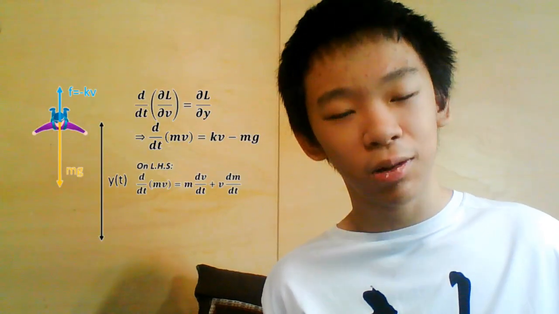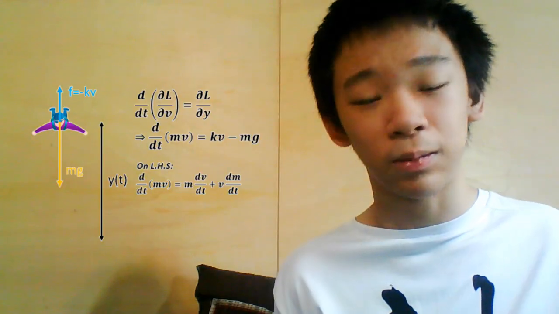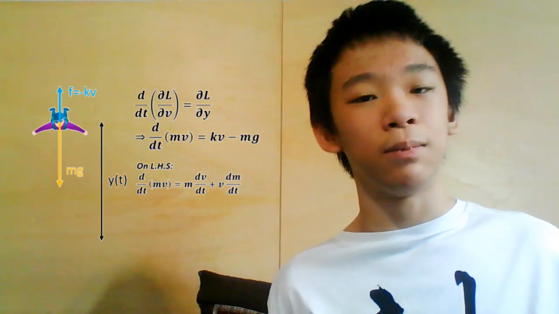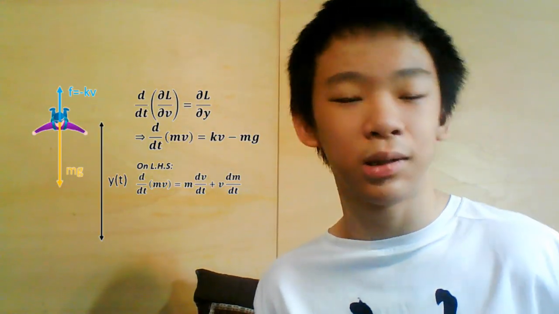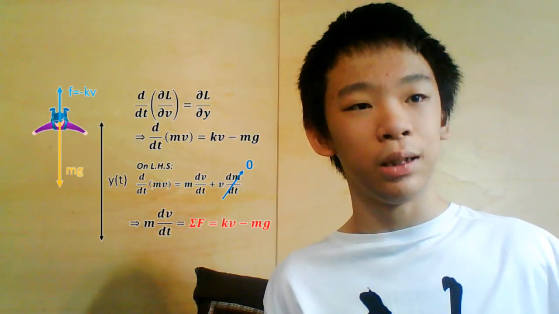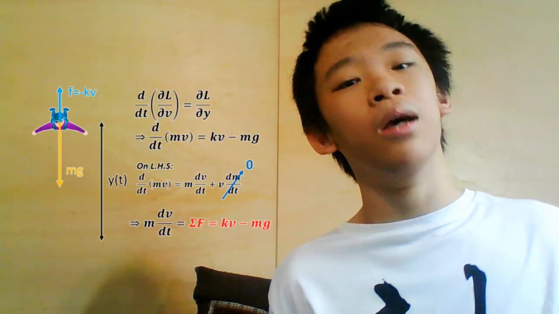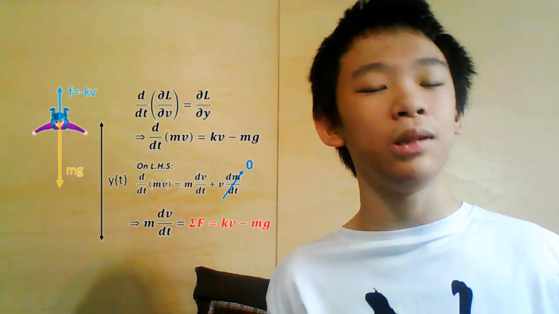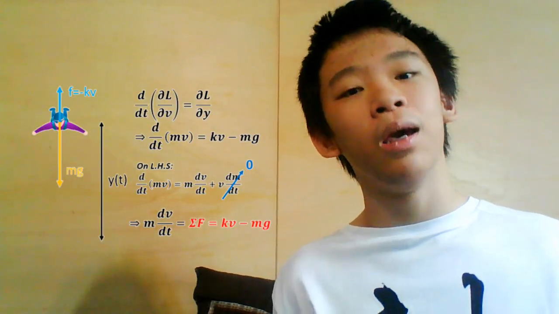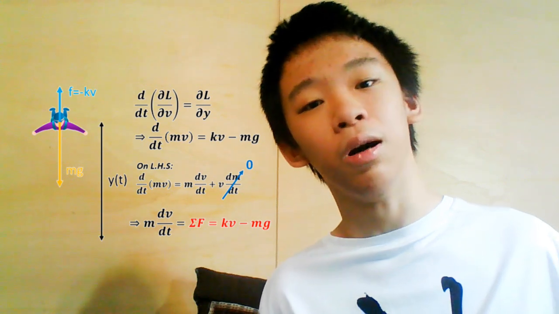Using the product rule, the time derivative of mass times velocity is the mass times the rate of change of velocity plus velocity times the rate of change of mass. Assuming that the mass stays constant, i.e. the rate of change of the mass is 0, we get that m dv over dt equals mg minus kv. Simplifying, we get that the net force is mg minus kv, exactly the same differential equation that we've gotten earlier using force analysis.